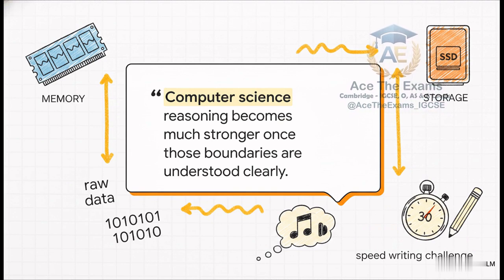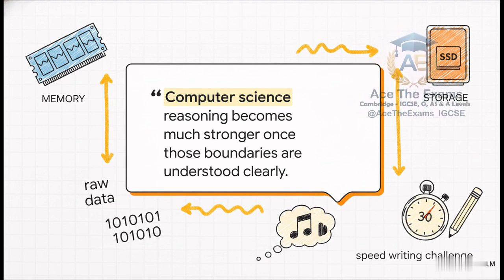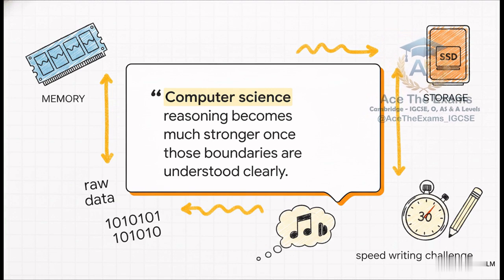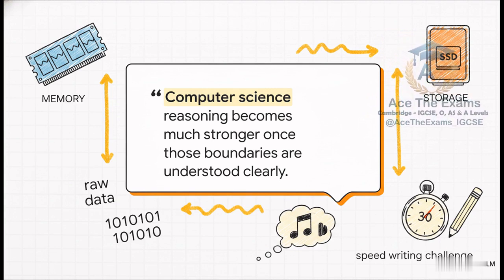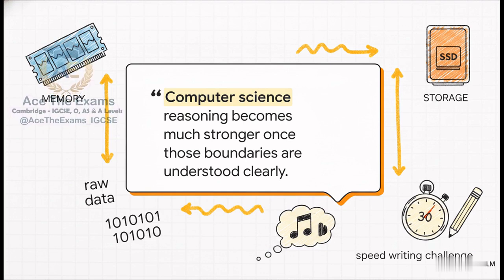Right now, for Challenge 3, I want you to initiate a 30-second speed writing challenge in your mind. Craft a PEAL paragraph that justifies why high-resolution sound sampling requires more storage on a hard drive, not just more memory. Understanding these precise technical boundaries prevents you from using terms interchangeably, which is a massive red flag for examiners.